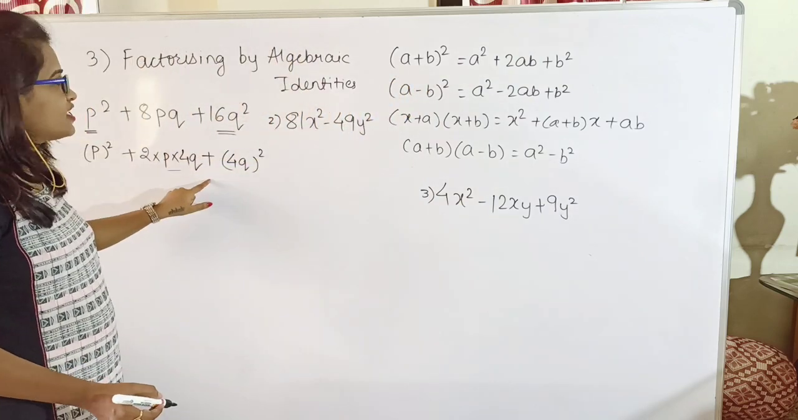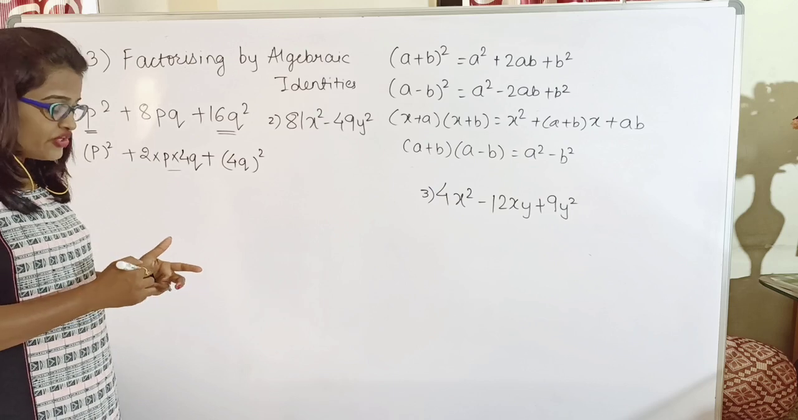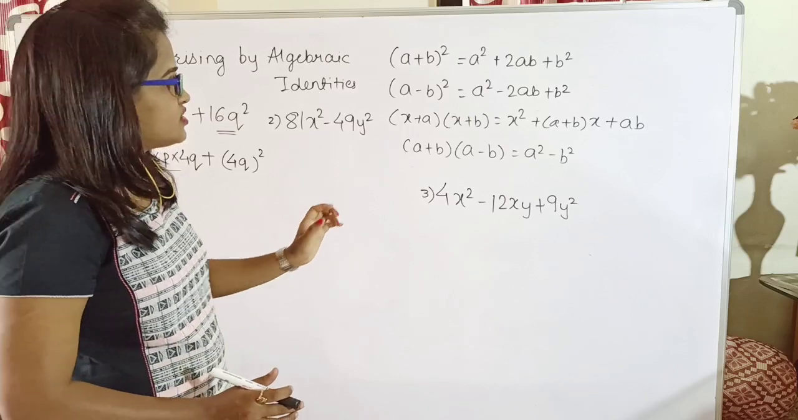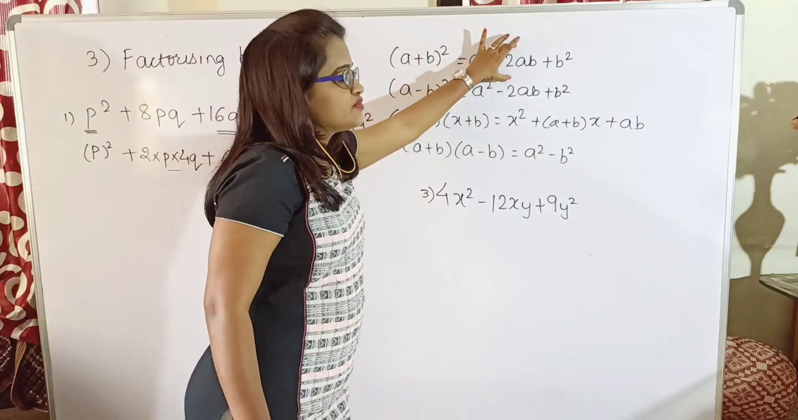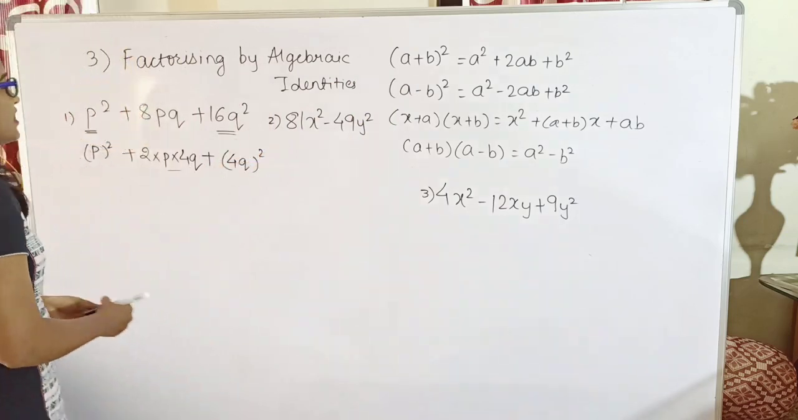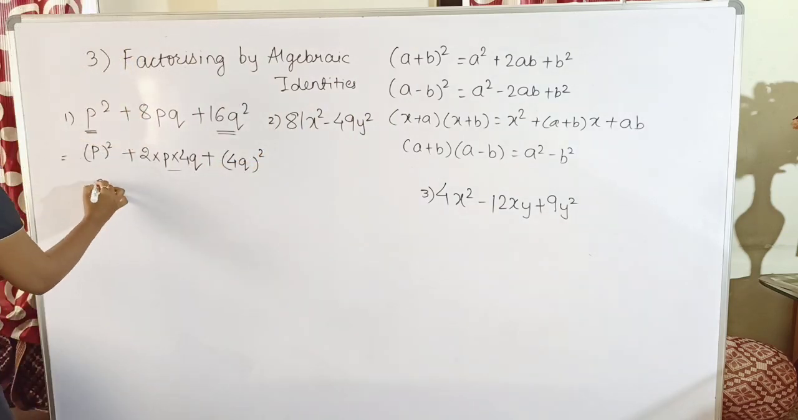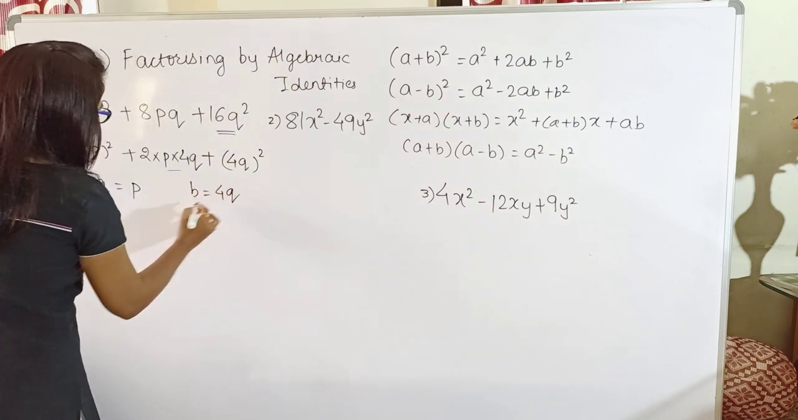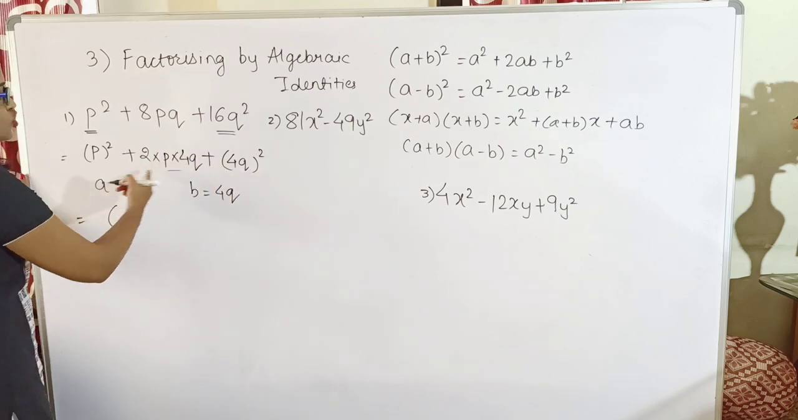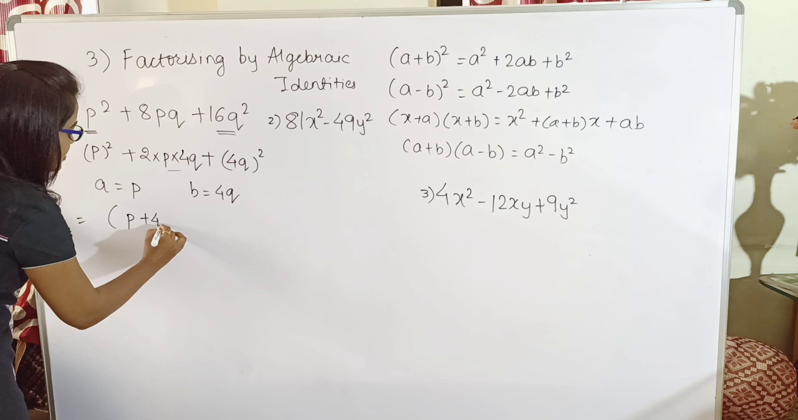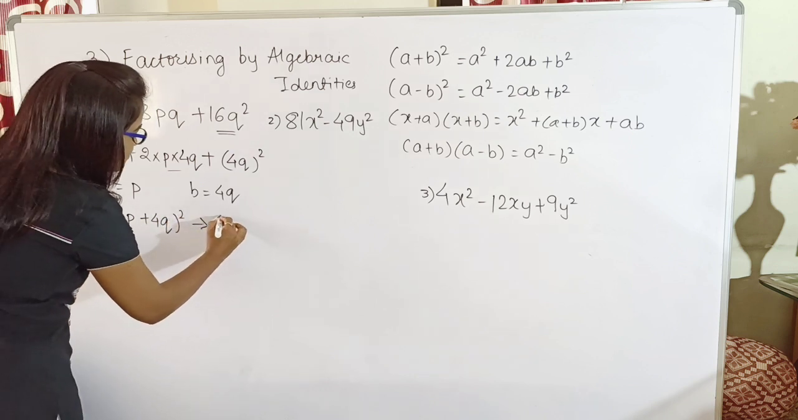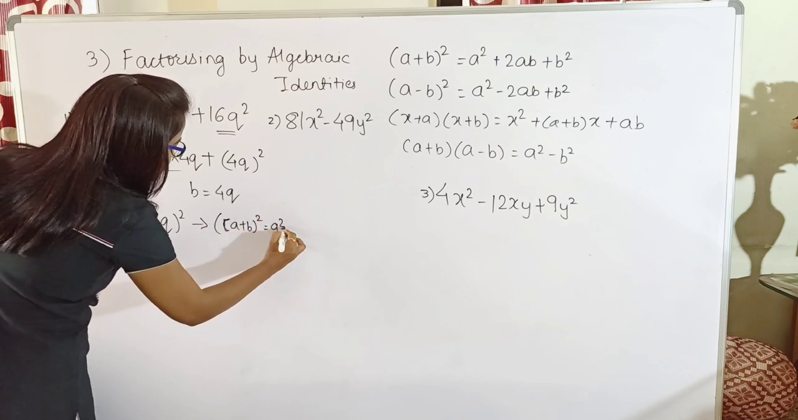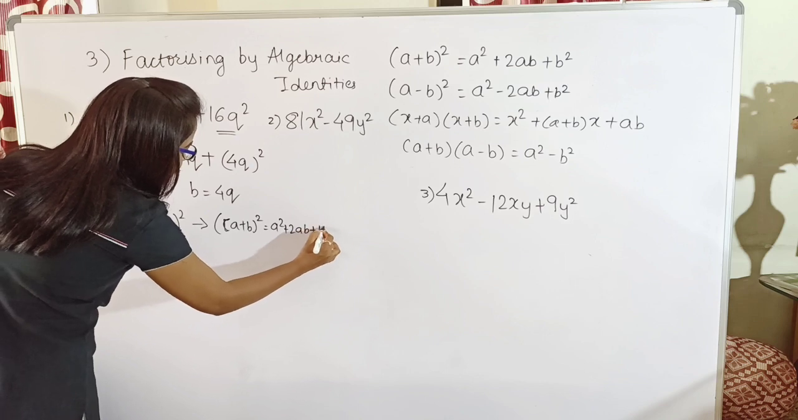Directly after this step, you cannot write that (P plus 4Q) bracket square, because how did you come to know that it is applicable to that identity? You have to represent the given expression in the form of the expression present on the right hand side. Then in the next step, I will be saying, now since my value of A is P, whereas my value of B is 4Q, hence I can say it is a square of (A plus B) bracket square, and here you have to specify the identity. (A plus B) bracket square is equal to A square plus 2AB plus B square.